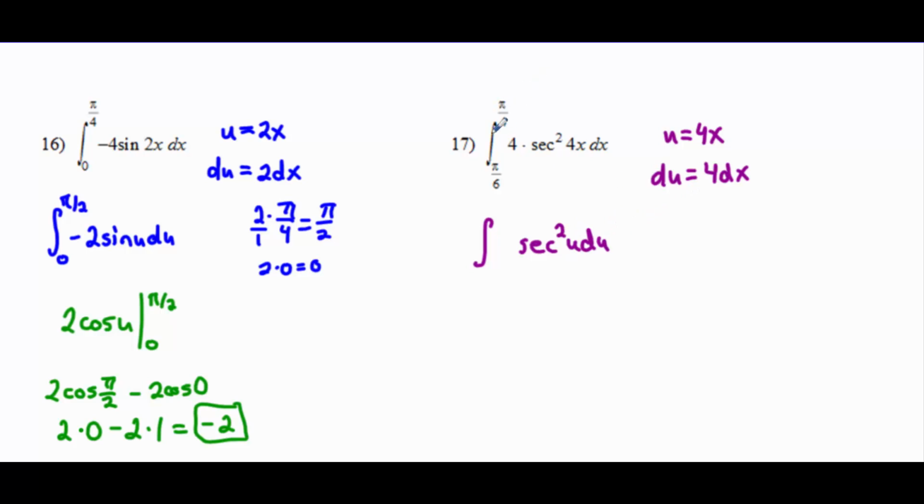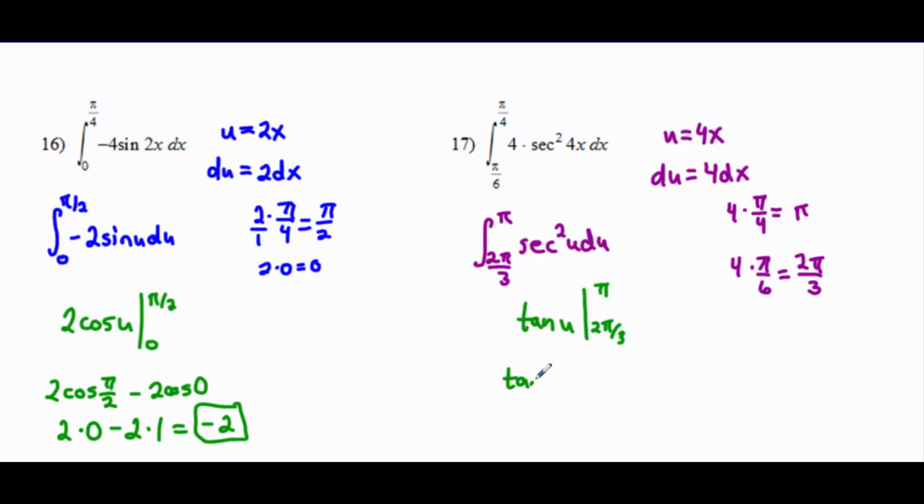I'm going to plug in pi over 4 and pi over 6 into this 4x. So 4 times pi over 4, the 4's cancel and give me pi. 4 times pi over 6, 4 over 6 can cancel and give me 2 over 3. So my bounds are pi and 2 pi over 3. We want to integrate secant squared u, and we get tangent u. And we're going to plug in pi and 2 pi over 3. So tangent of pi minus tangent of 2 pi over 3.